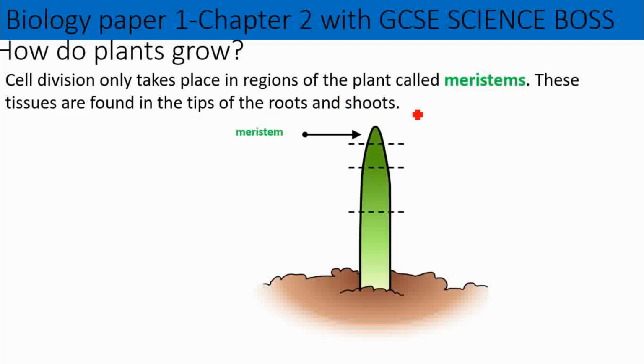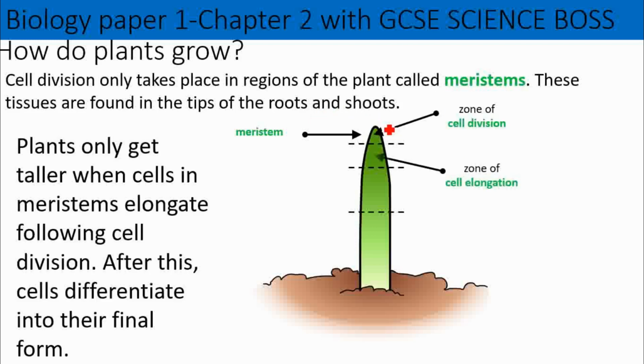So I'm just showing you the meristematic region. That region contains your stem cells, which are found in plants, and it's normally found in the roots and the shoots. Now when plants grow and get taller, it is when these cells in the meristem elongate, following cell division, and this is why plants get bigger. So we get bigger because of cell division, because of mitosis. However, in a plant, they get bigger because the meristem cells elongate.